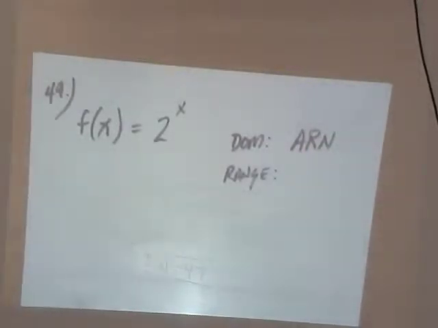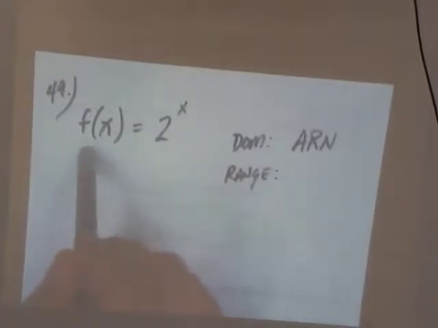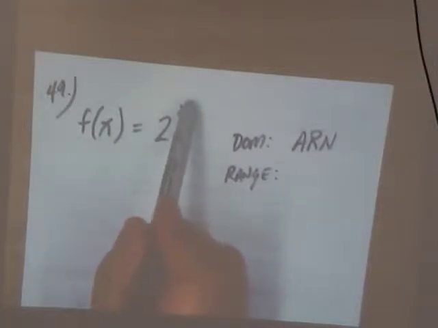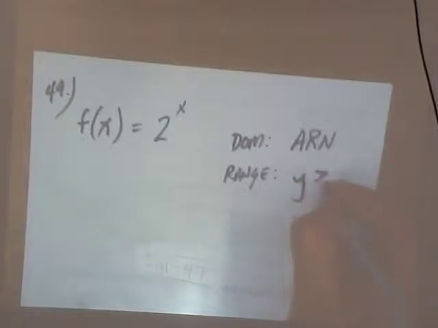What's the range? Anything above 0. Anything greater than 0, right? Yeah. No matter what I plug in here, I can't get a negative for an answer. 2 to the negative 2 power is 1/4, right? So the range, y is greater than 0.